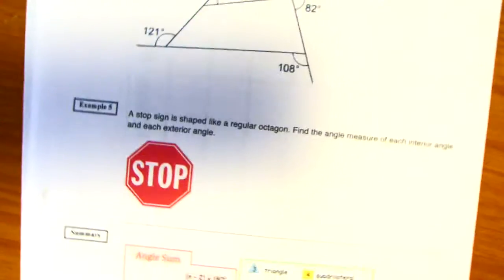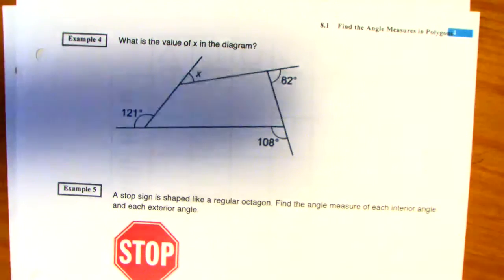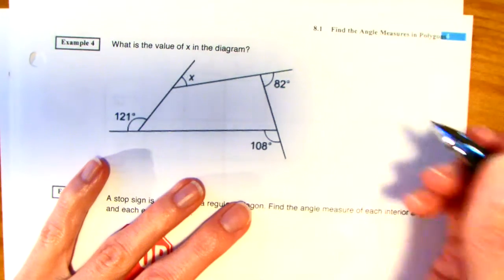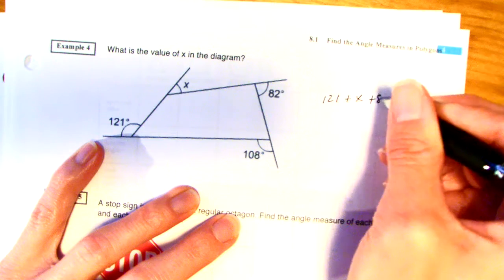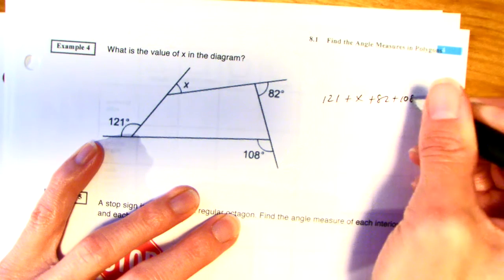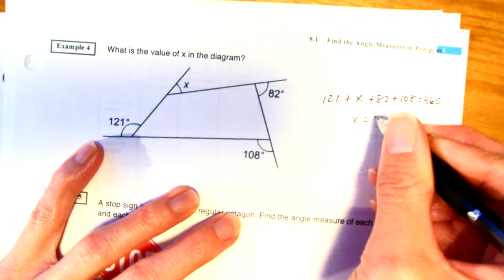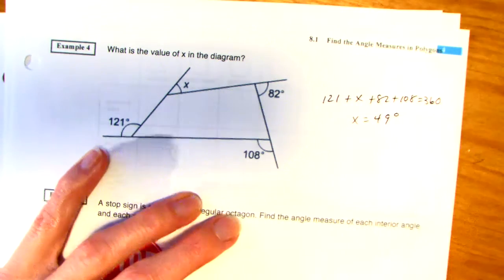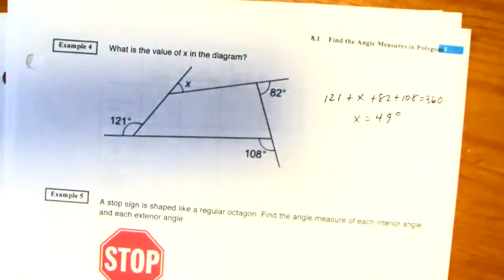And now we will do one of those examples. All right, so I have exterior angles drawn. We're going to add them all up, and what do we set them equal to? 360. Here we go. 121 plus x plus 82 plus 108 equals 360. X is equal to 49. Yeah, I had the answer just to the side. That's why I knew it so fast.